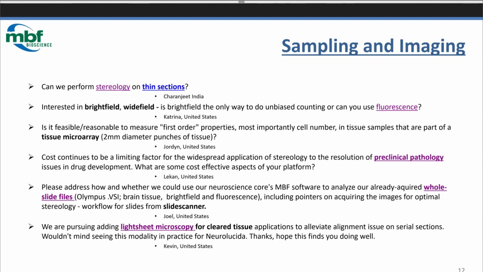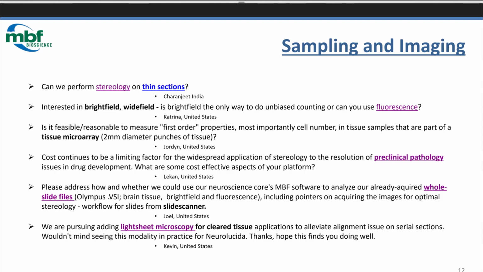Joel from the US writes, please address how and whether we could use our neuroscience course MBF software to analyze our already acquired whole slide files, including pointers on acquiring the images for optimal stereology. Joel's interested in a workflow. So you can use a slide scanner. We do have a product which is a slide scanner, but you could use any slide scanner. It would have to be scanned and then stored someplace.